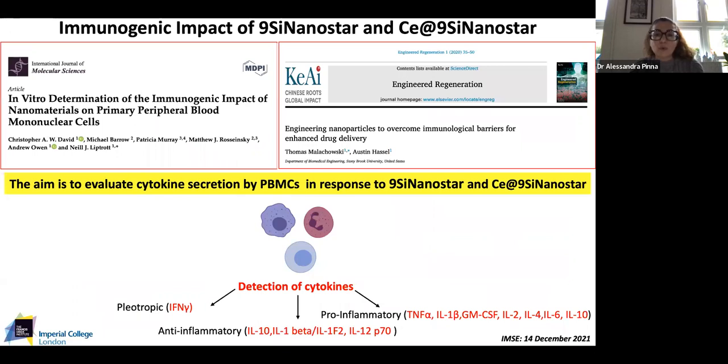So the next step was to try to understand if these nanoparticles can have any interaction with the immune system. What we have done is to look at the polymorphonucleated cells, which come from the blood of different patients, to see the toxicity of these nanoparticles. We have also detected some cytokines, but I'm not reporting those results today.